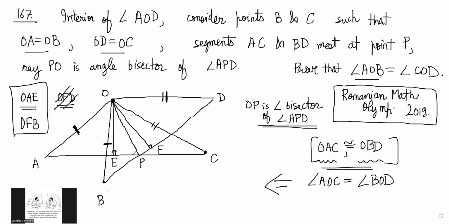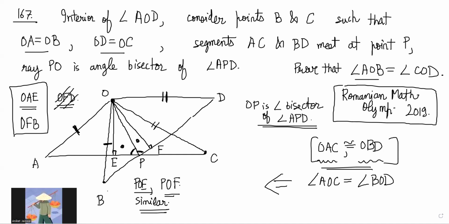Can we prove similarity? Can we show two angles the same? That's the thing. Okay, we have to start from somewhere else. We have to start from this triangle and this triangle, POE and POF, because there we know the angles. Can you see that they are similar? POE and POF are obviously similar. Both are right angled and there is an angle bisector.